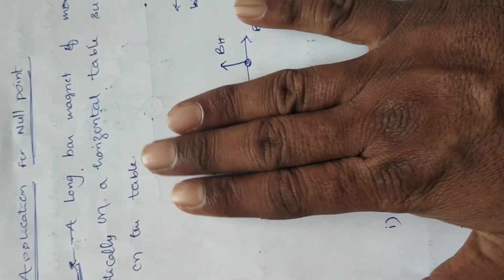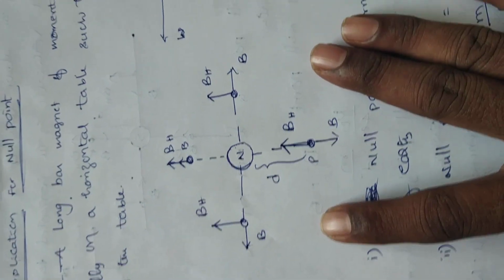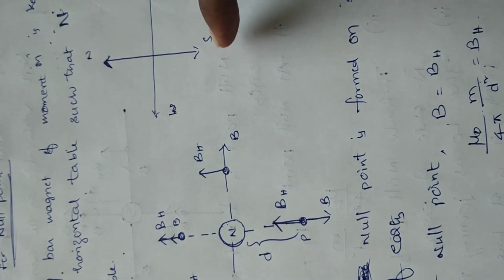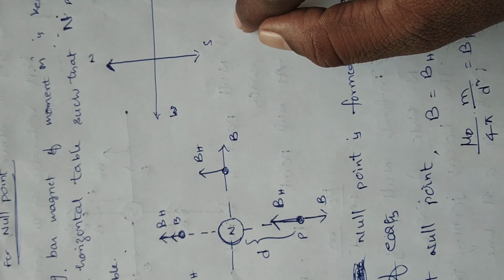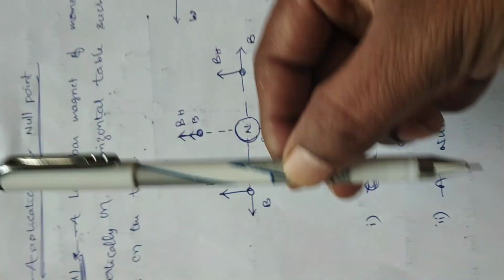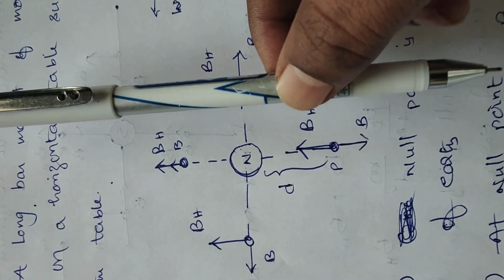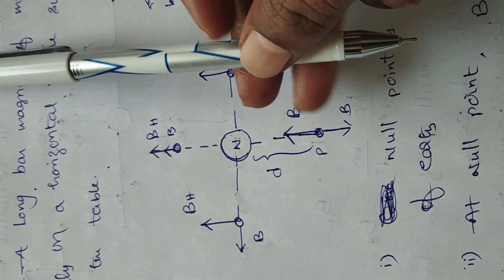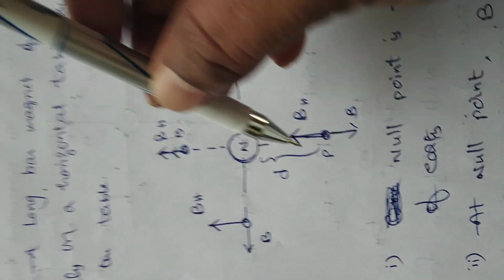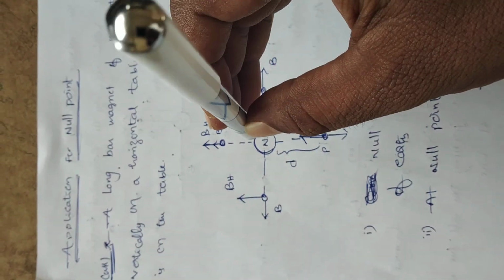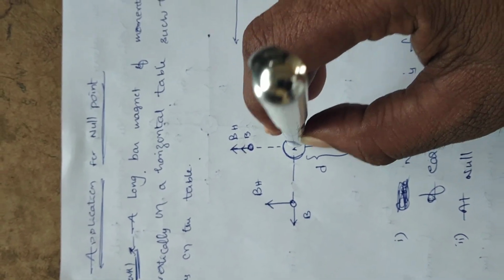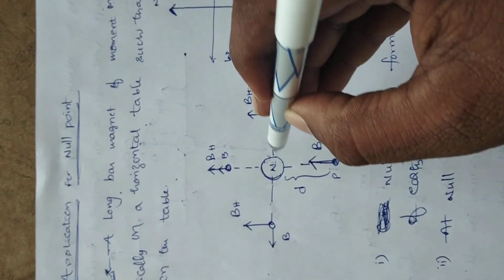Again, it is a horizontal table. This paper is taken as a horizontal table. On this horizontal table, the Earth's directions are north, south, east, west. Now this bar magnet is kept on the horizontal table such that the north pole is on the table in a vertical position like this. The north pole is in contact with the table.